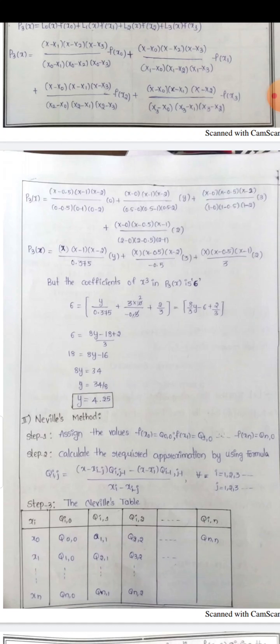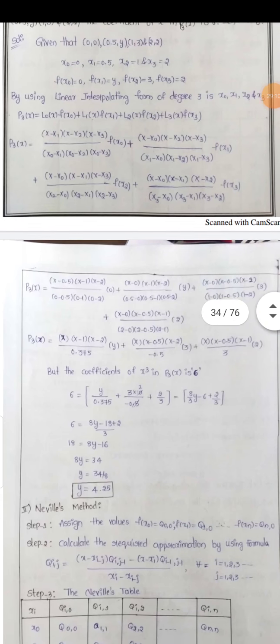But the coefficient of x cube in P3 of x is 6. So 6 is equal to y by 0.375 plus 3 by minus 0.5 plus 2 by 3, is equal to 8 by 3 into y minus 6 plus 2 by 3. 6 is equal to 8y minus 18 plus 2 by 3. 18 is equal to 8y minus 16. 8y is equal to 34. y is equal to 34 by 8. y equals 4.25. Okay, complete.